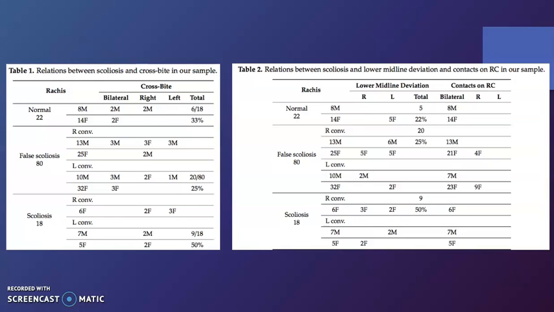Maximum intercuspation refers to the occlusal position of the mandible in which the cusps of the teeth of both arches fully interpose themselves with the cusps of teeth of the opposing arch. This position used to be referred to as eccentric occlusion. And finally, the unilateral contacts in centric relation are more frequent in subjects with false scoliosis, as you can see on Table 2.